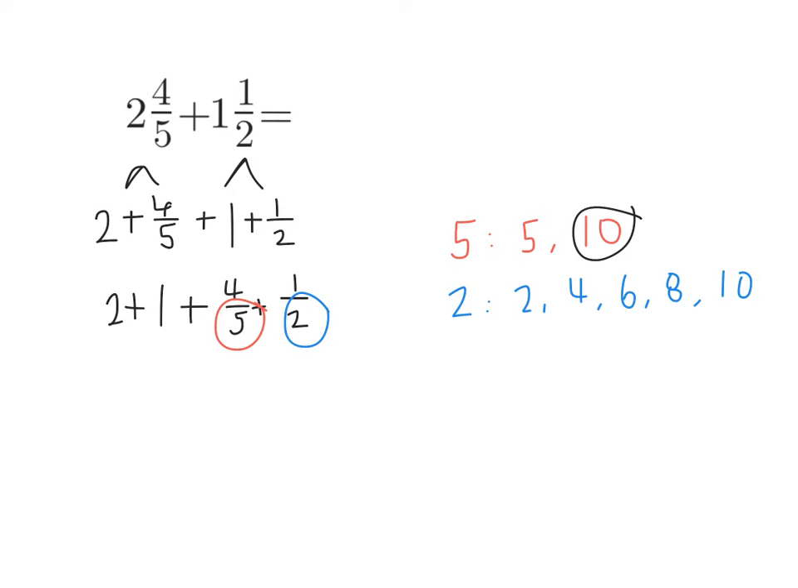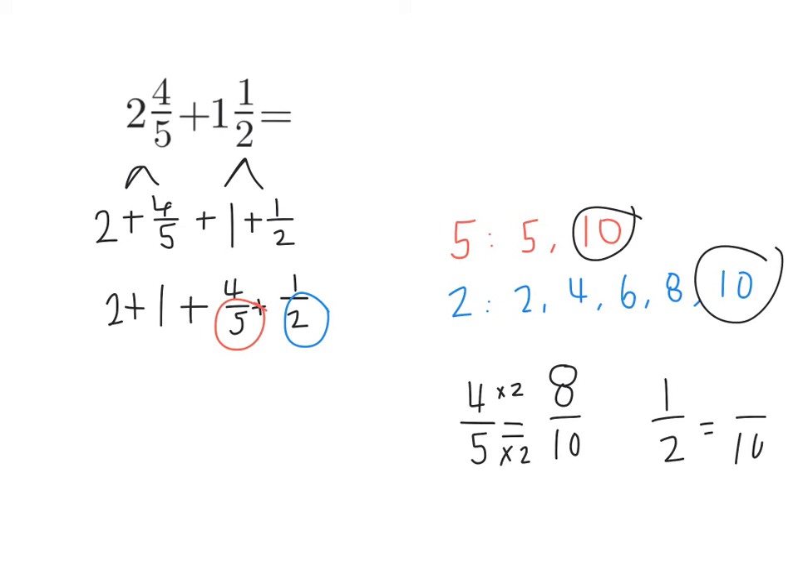10. So now let's rewrite those fractions. Instead of 5 and 2 as a denominator, what denominator should we use? 10. So 4/5 is going to be equal to how many tenths? 8, right? Because I multiplied both the top and the bottom by 2. Multiplying by 2 over 2 is really multiplying by what number? 1. So does that change the value? No. What about 1/2? 1/2 is going to be equal to how many tenths? 5. So now I can rewrite this problem. 2 plus 1 plus 8 tenths plus 5 tenths.